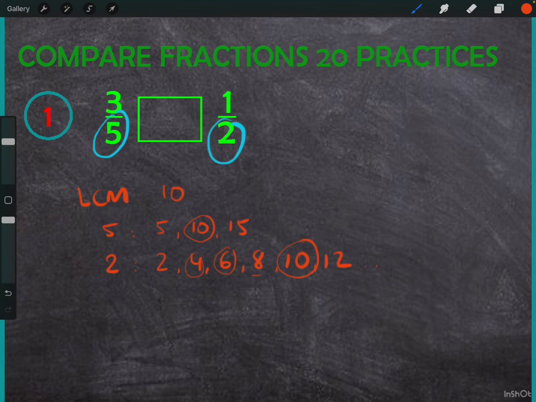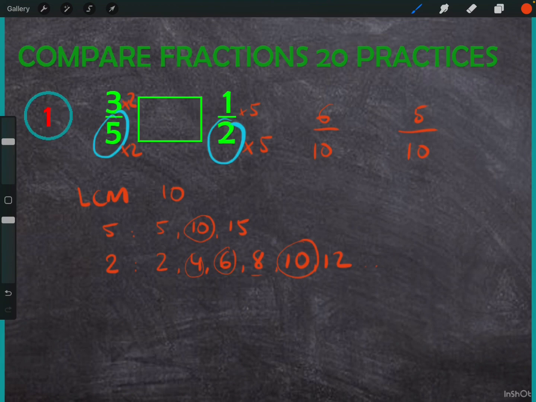Alright, now we will convert the two fractions into two new fractions with the denominator being the LCM we just found, that's 10. So for the first fraction, to get 10 from 5, we must multiply by 2. And when we multiply 5 by 2, we must multiply 3 by 2. 2 times 3 is 6. For the second fraction, to get 10 from 2, we must multiply by 5. And when we multiply 2 by 5, we also multiply 1 by 5. So 5 times 1 is 5.